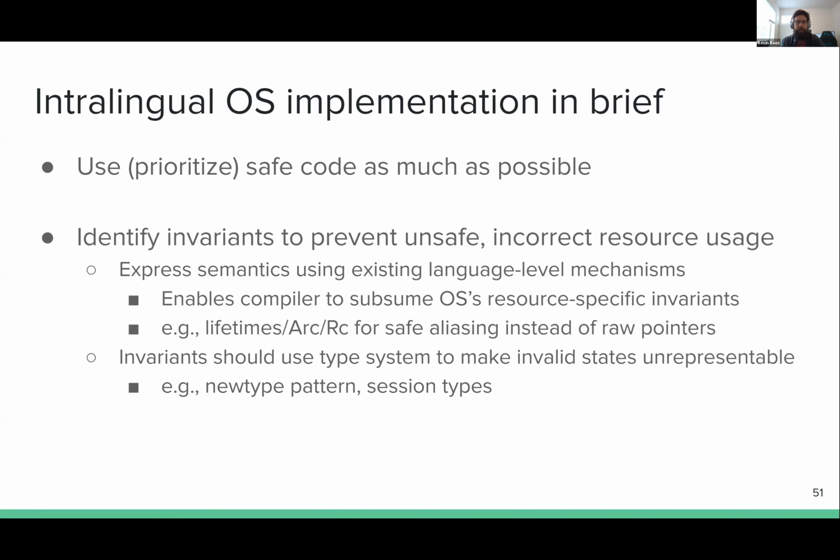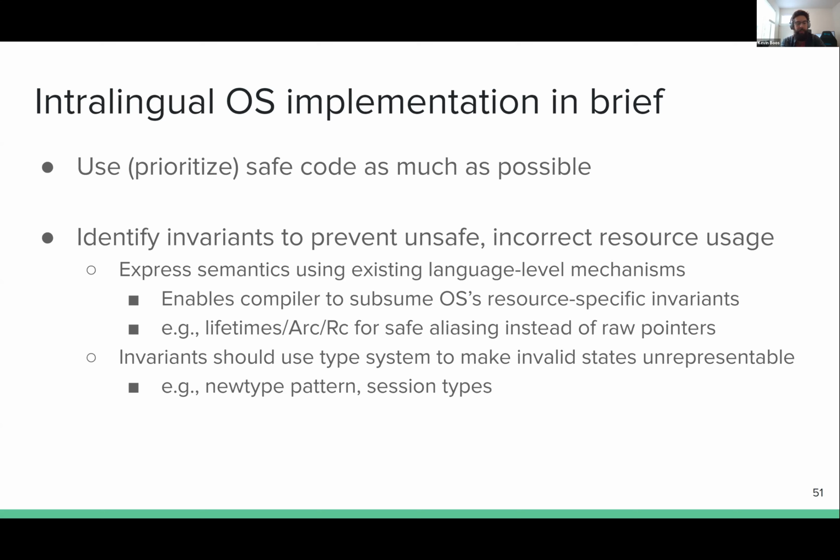And then to actually implement things, of course, we have to use safe code as much as possible. And then we have to identify all the invariants to prevent unsafe, or more precisely, incorrect usage of resources, right? So for example, instead of using something like raw pointers, like you see all over the Linux kernel, we'll use references with lifetimes, or these reference kind of types like Arc and Rc for safe aliasing. That way the compiler can check to make sure all of the aliases across the system are lasting as long as they need to, or there are no more aliases before we free a resource, right?